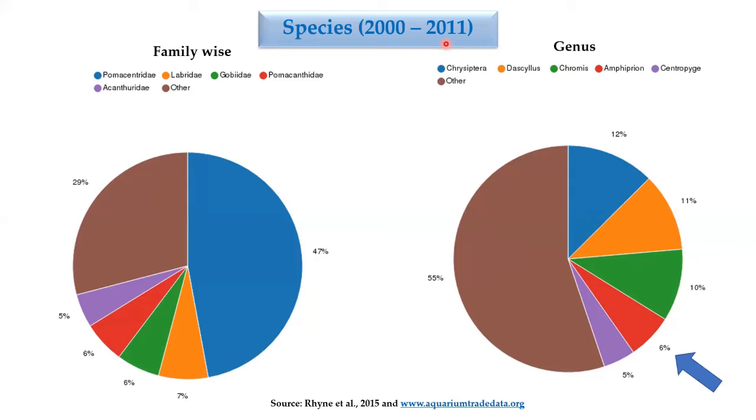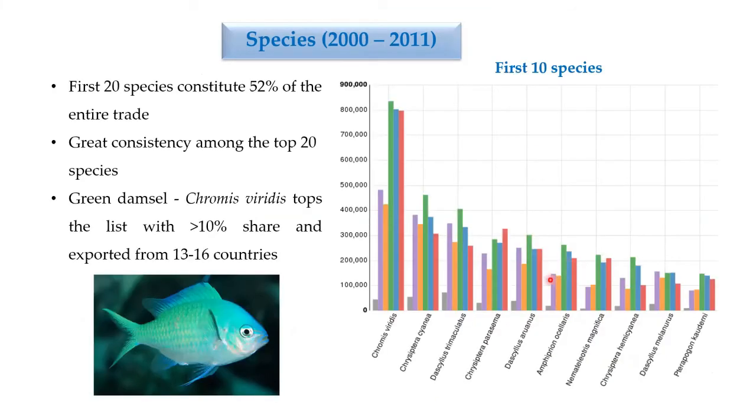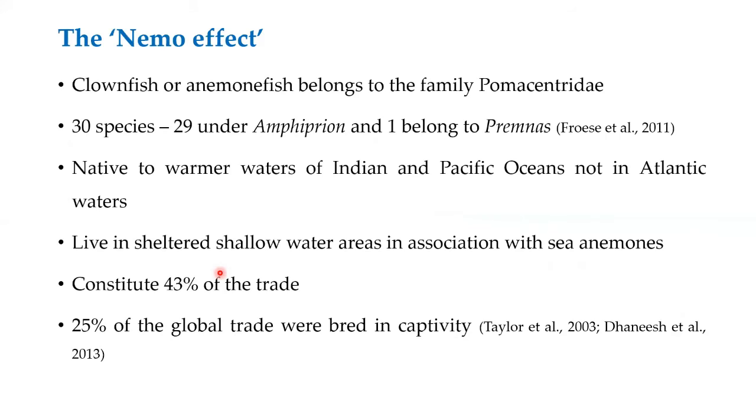And among the species, you have Amphiprion, which is specifically clown, has 6%, and the remaining damsel is almost 94% among the Pomacentridae. If you look at the species-wise composition, the first 20 species alone constitute 52% of the entire trade. If you look at the total volume in the first 20 species, there is a great consistency. And there is Chromis viridis, which is nothing but the green damsel, that almost shares more than 10% of the trade. And then 13 to 16 countries are exporting clownfish. And I would like to highlight 3 examples related to the ornamental fishes.